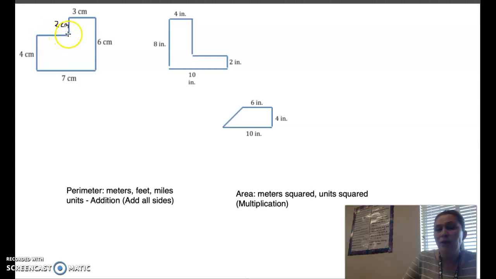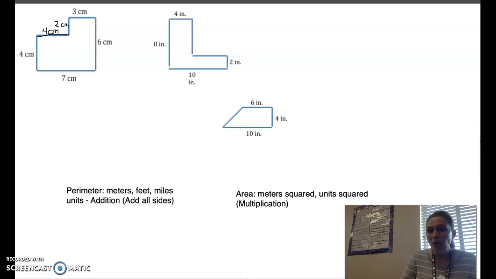And the same way to find out this missing piece right here, I'm going to take this long piece that I know, this 7, and subtract this 3 that I know, and it will tell me this missing piece is 4. So this one is 4 centimeters.